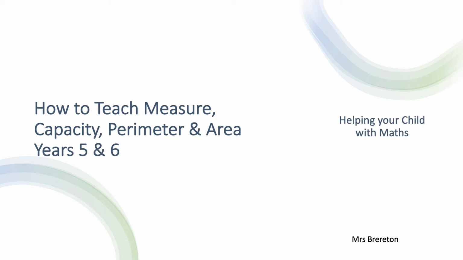This is the third video in a series that shows how measure and capacity are taught in primary school. Here we will look at years 5 and 6, where they build on what they learnt in years 1 to 4, as well as being introduced to some new concepts such as multiplying and dividing by 10, 100 and 1000 to convert between units of length, mass and capacity, and also using formulas to work out area.